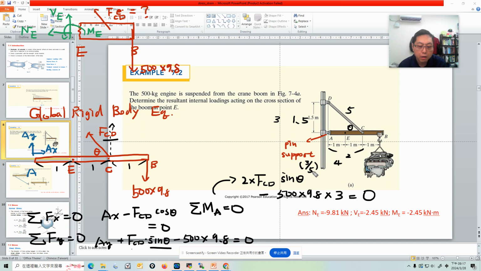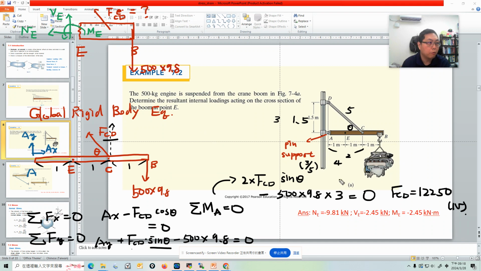Let's see. 500 times 9.8 times 3, divided by 2, times 10 over 3. So 12250. FCD is 12250 Newton. Okay, so we got FCD.